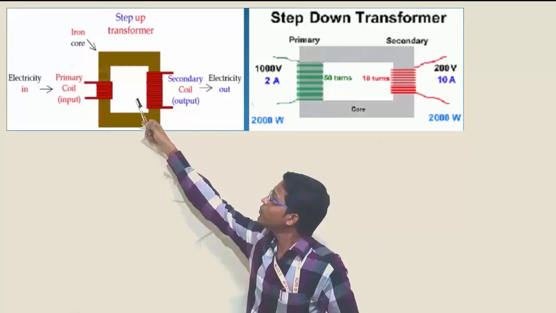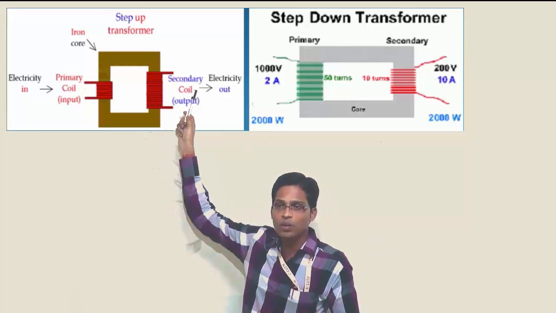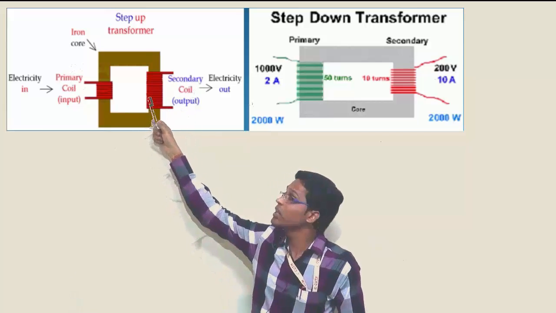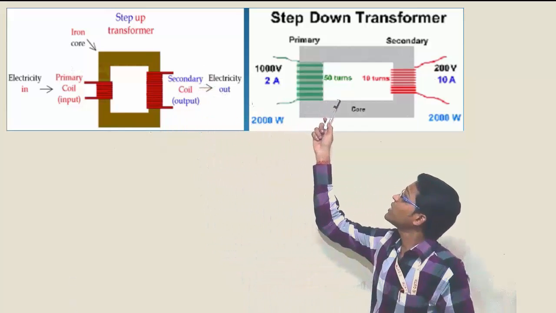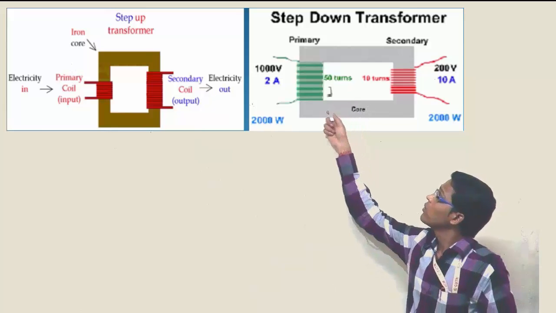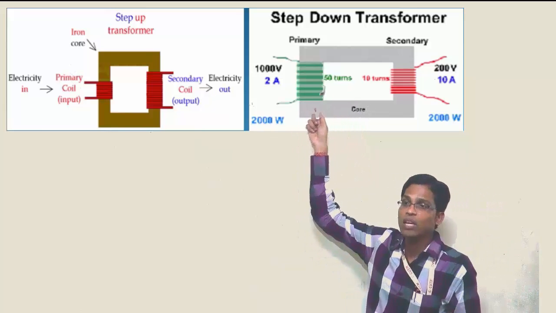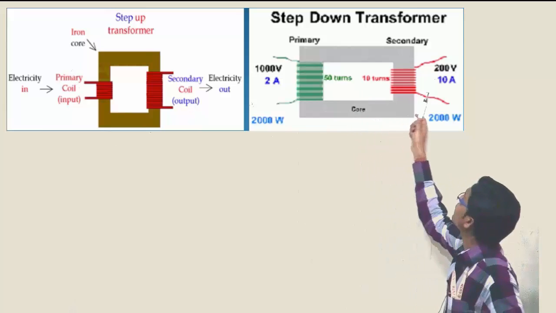So if you give some value of voltage and the transformer is able to increase the voltage, then that is called a step-up transformer. Similarly, in a step-down transformer, whatever voltage we give will be stepped down. Now let's check the values also.